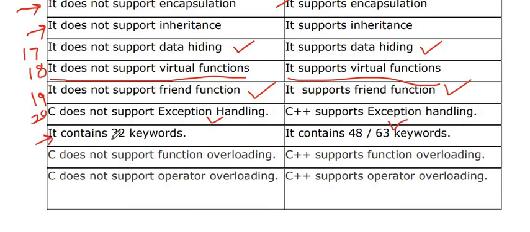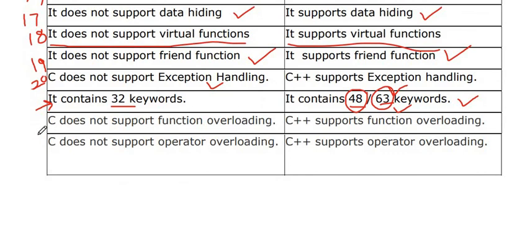Now let us see the next difference. C language supports only 32 keywords. C++ contains 48 or 63 keywords. Here I have written two numbers, 48 and 63. Some old compilers support only 48 keywords, but new C++ compilers support 63 keywords.